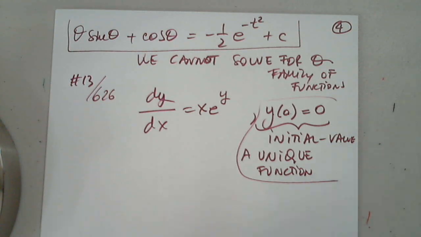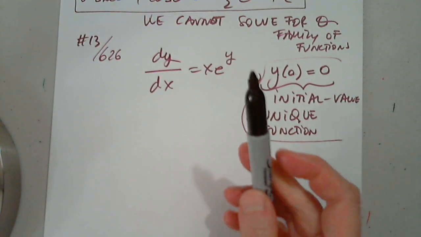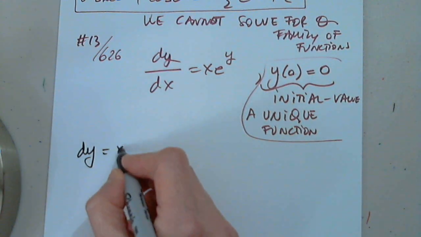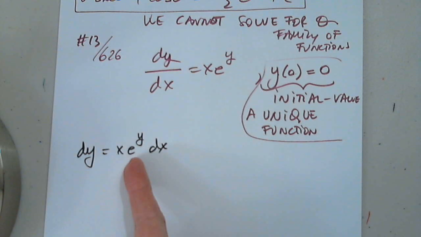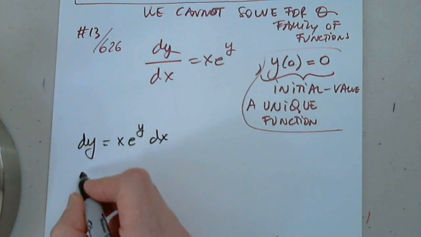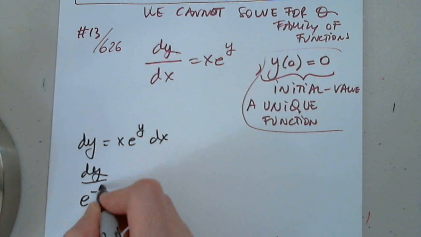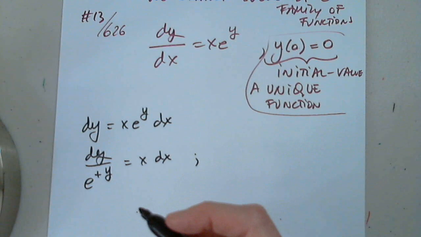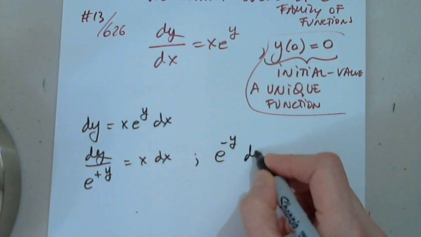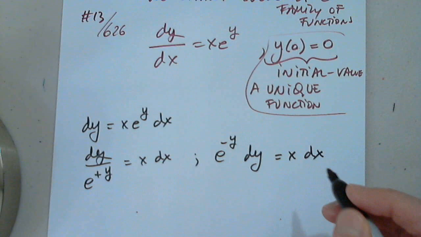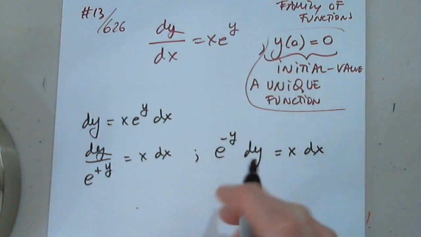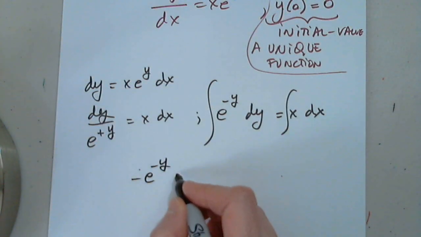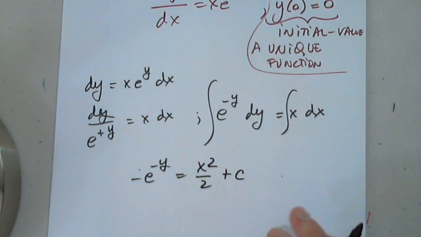So let me change the colors here. Okay. So obviously x has to be on one side. I will multiply both sides by dx. So dy equals x e to y dx. And of course I have to divide by e to y. So dy over e to positive y equals x dx. And of course, you anticipated, I'm sure, I was going to do this. X alone on one side, y alone on the other. Now we are ready to integrate. So this is negative e to negative y equals x squared over 2 plus a constant c.